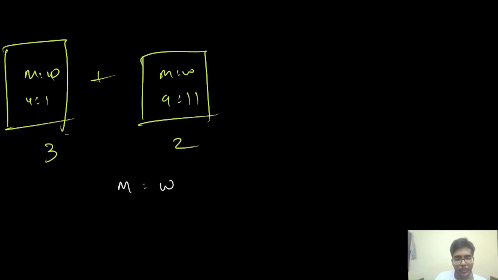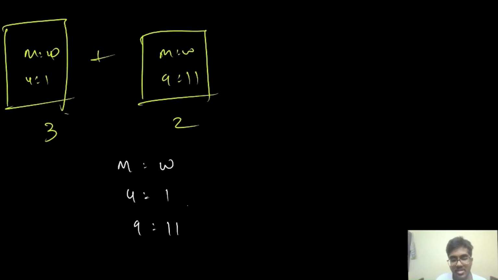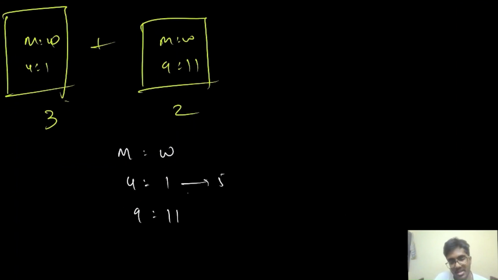Again, a similar sort of approach. Milk is to water, we have 4:1, and we have 9:11. Now what you do is first take the total parts. What is the total parts here? It's 5. The total parts here is 20. So you need to multiply by 4 here to get 20. So multiply by 4 and multiply by 4 here, right?